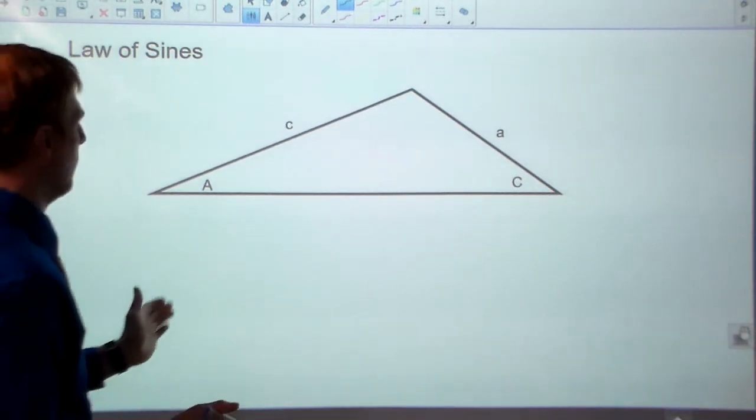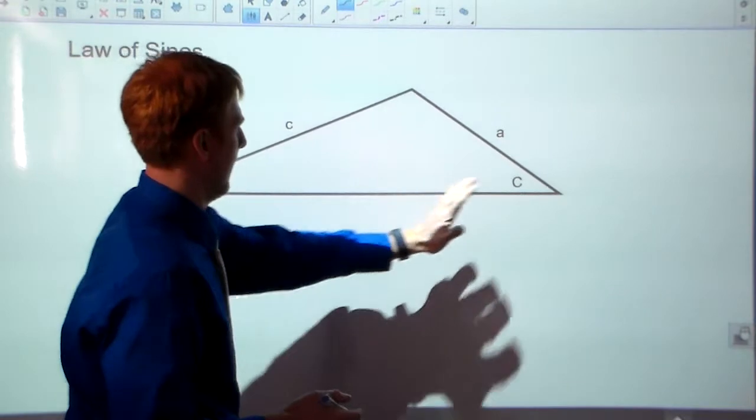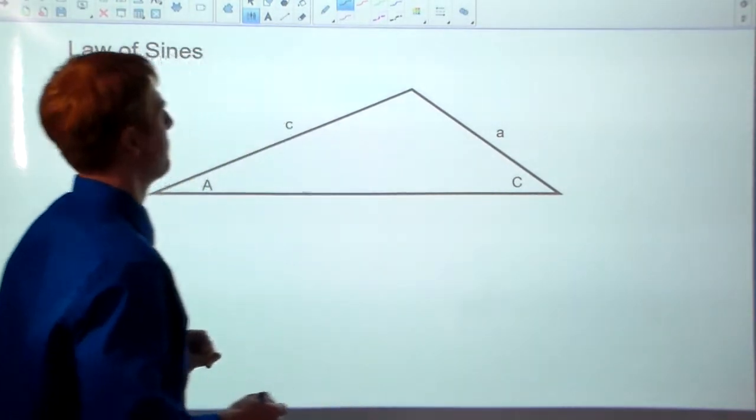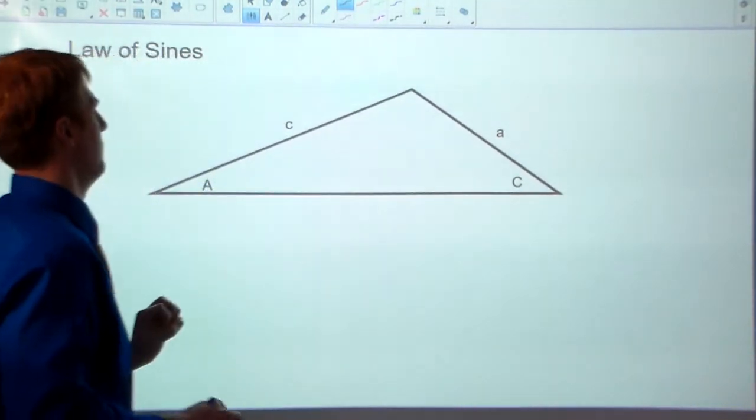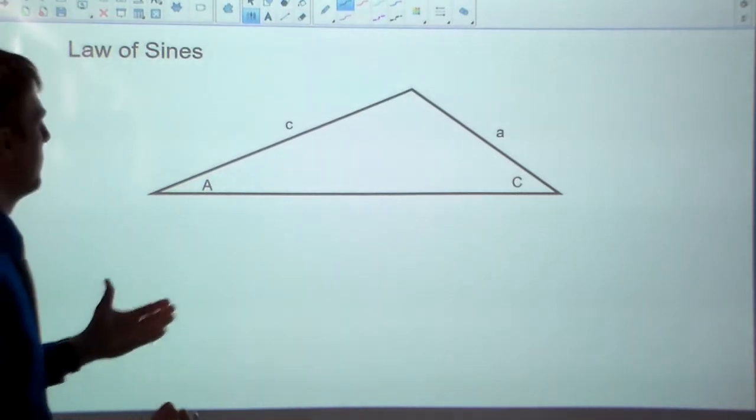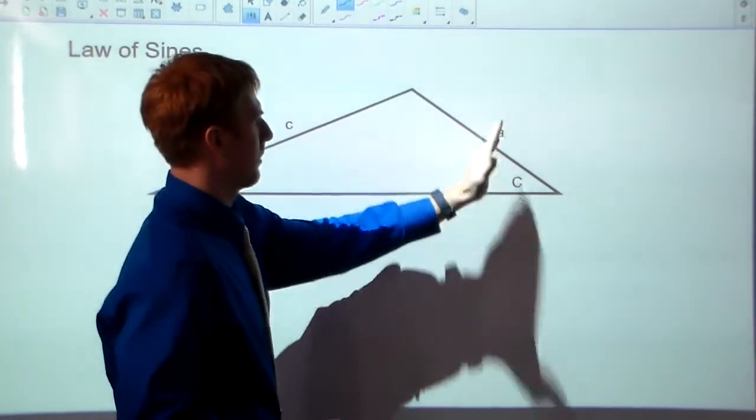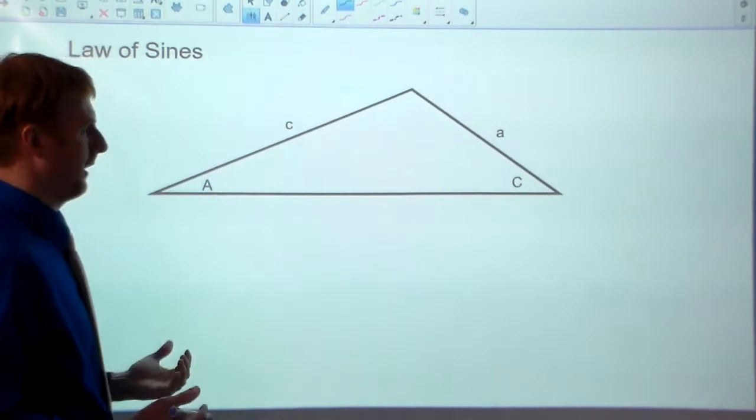So here's a scenario where, and big letters are angles, little letters are sides. I left B off intentionally. So here's a scenario where we've got an angle and a side across from it, and another angle and the side across from it as well.